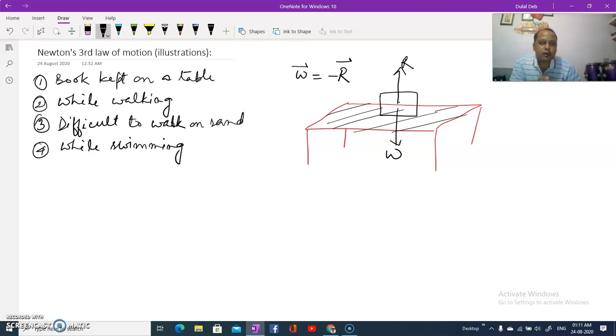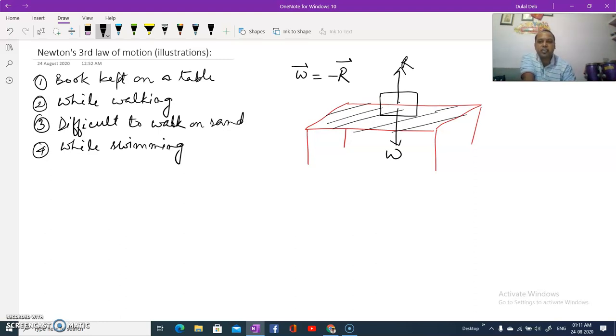Always remember, a reaction force, sometimes we call it normal reaction, always acts on a body and it is always perpendicular to the surface on which the body is kept. Like here it is perpendicular to the surface of the table on which the book is kept. So here you can see that again the third law is valid, where the weight of the book is balanced by the reaction force on the book. So that's why the book doesn't move.